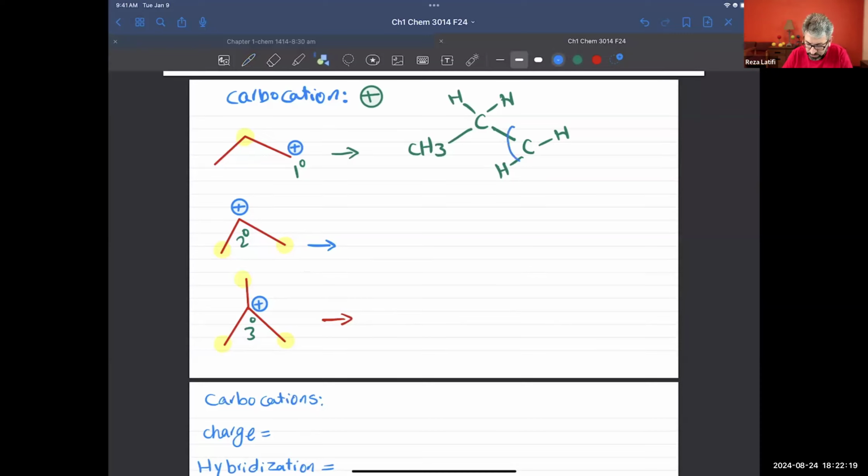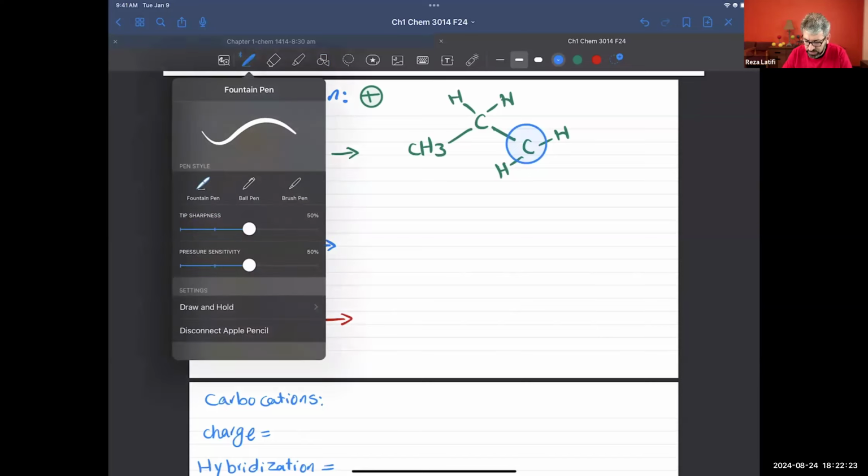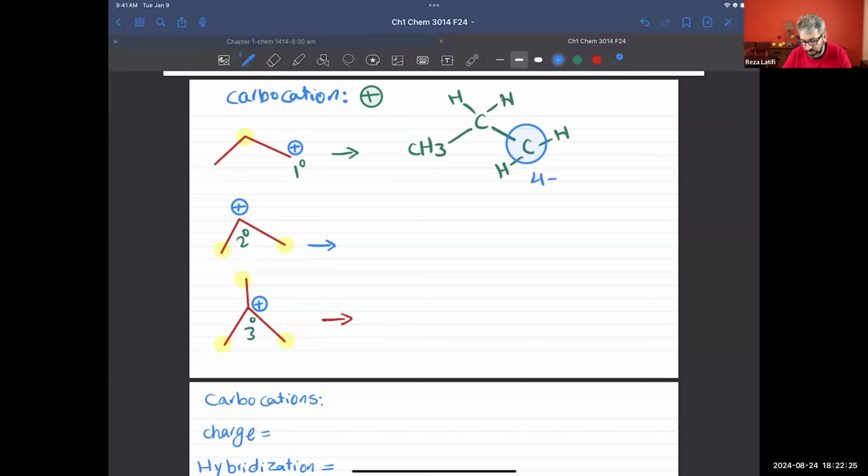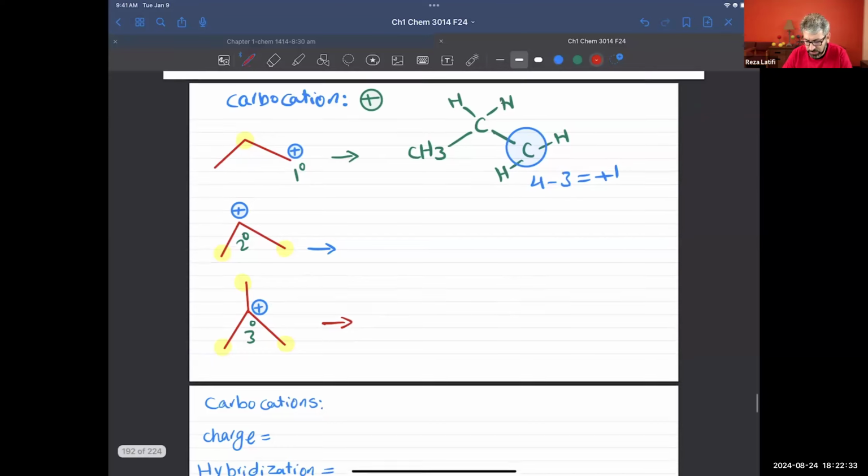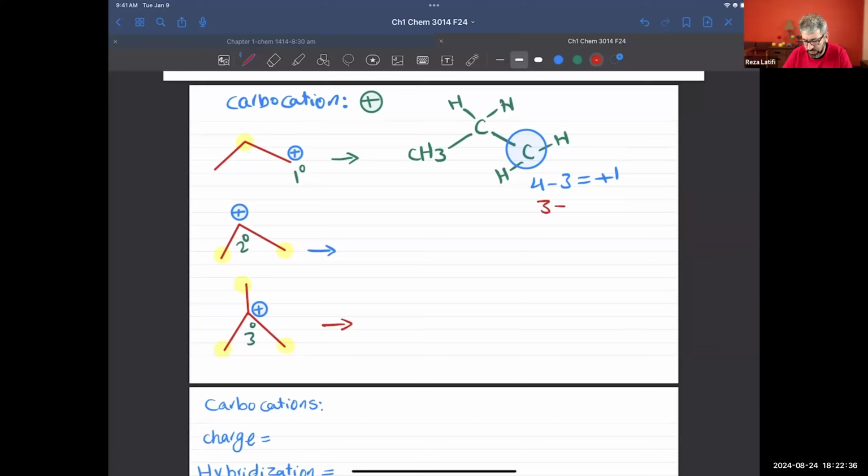Let's prove it. Clearly, carbon is not octet, and carbon is group 4, but I see only 3 electrons around it, so the charge will be +1. But how about the octet rule? I see 3 electrons around it, made 3 sigma bonds, so it will be 6. It's missing 2 electrons to be octet. So our carbon is not octet.